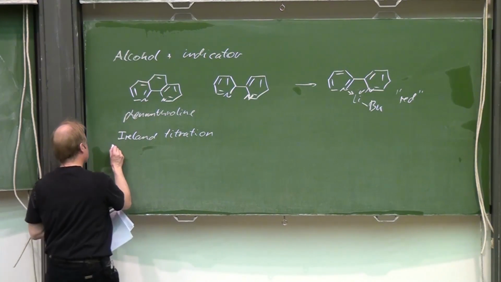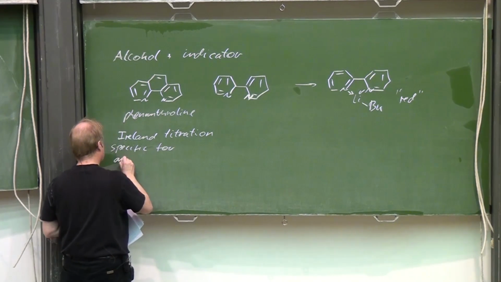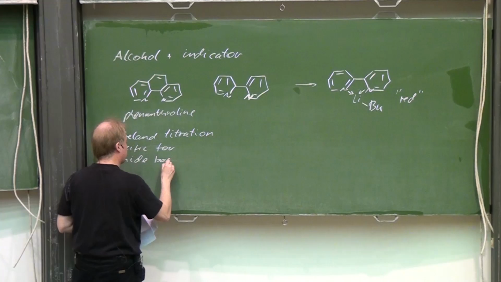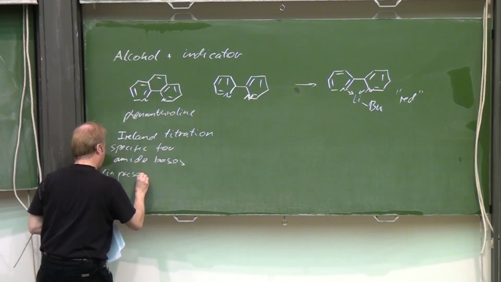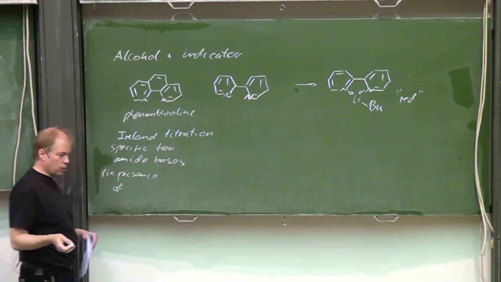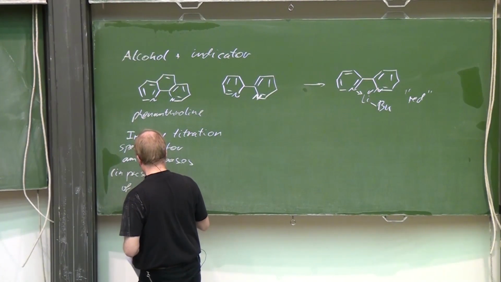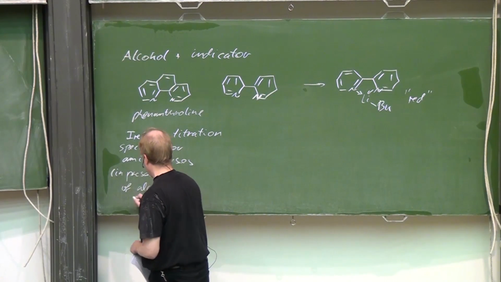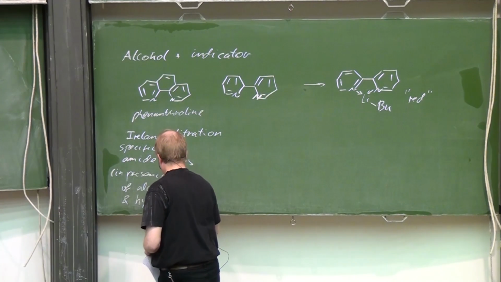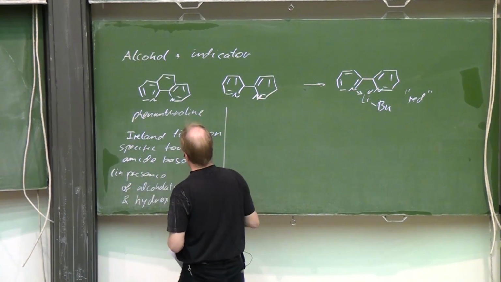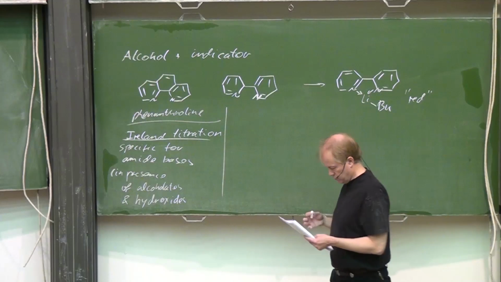which is specific for amide bases in presence of alcoholates and hydroxides. And for the Ireland titration, the indicator is formed.